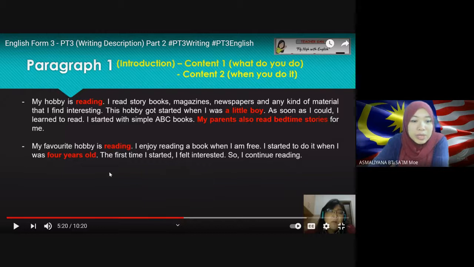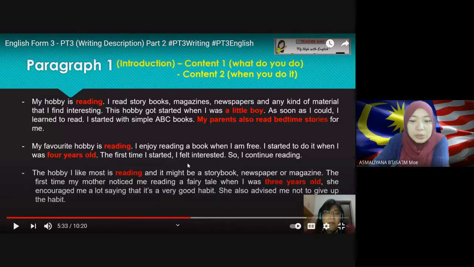My favorite hobby is reading. I enjoy reading a book when I am free. I started to do it when I was 4 years old. Okay, so you're answering the question. The first time I started, I felt interested, so I continued reading. This one should be in one paragraph. Okay, so but you are still answering when do you do it.